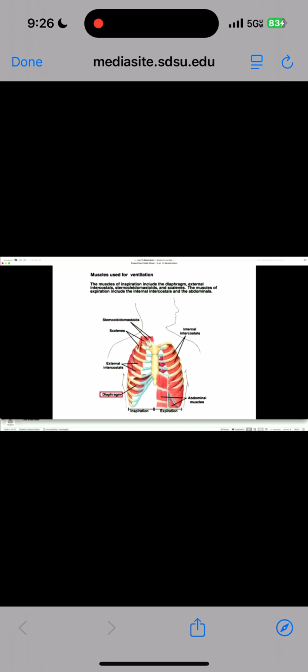Okay? Now to do this, of course, we're going to use muscles. And we have two sets of muscles. We have our inspiratory muscles, and the main muscle in the inspiratory muscle is the diaphragm. When it contracts, it pulls down and flattens out. But we also have external intercostals and scalenes and sternocleidomastoids. If you activate all of those, you will take the deepest breath in as possible.